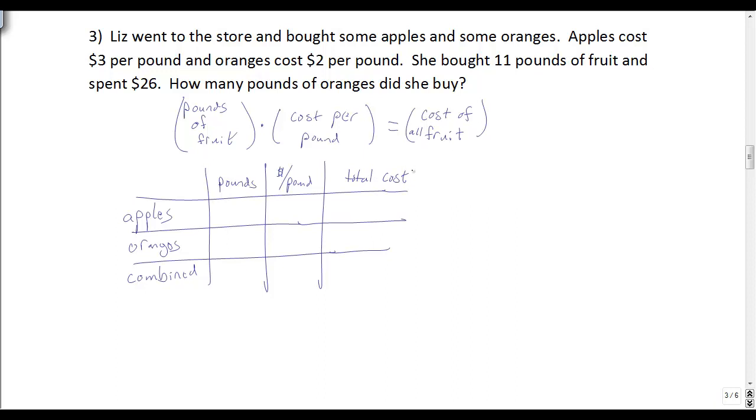So what do we know? We said apples cost $3 per pound. 3 there. Oranges cost $2 per pound. There's a 2 there. She bought 11 pounds of fruit. So pounds combined is 11. Don't know how that splits between apples and oranges just yet. And we spend a total of $26. So that's 26 here in the total cost. So this one's all in terms of dollars because there's no decimals for cents. If I had a problem where apples cost $3.48 per pound, I'd debate putting 348 here and converting everything to cents.